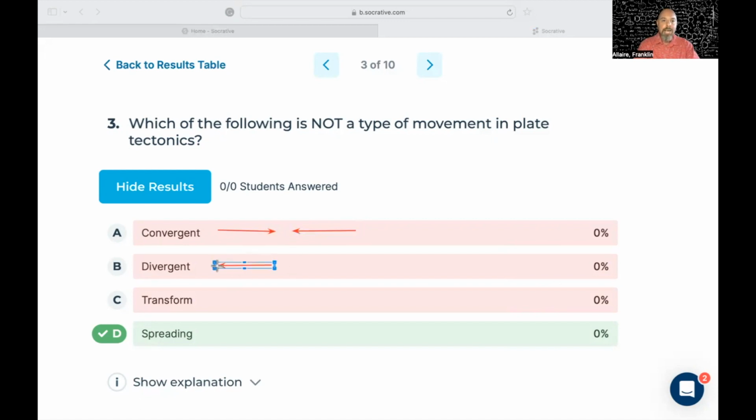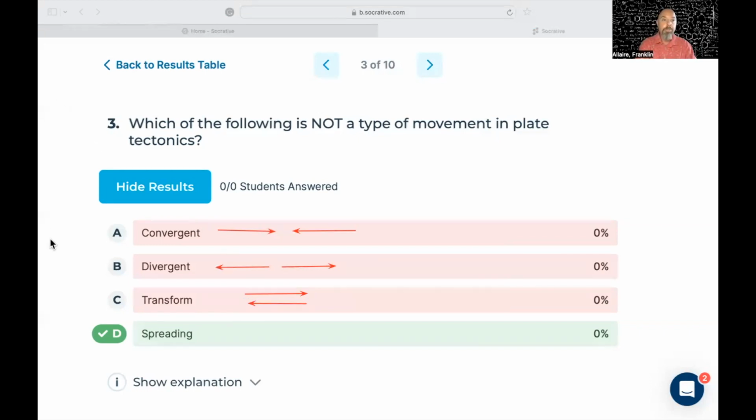Divergence is the exact opposite, where we have two plates that are being pulled apart, or being pulled away from each other is a better way of saying that. And then we have transform movement, which is where we have two plates that are sliding past each other. So again, convergence is when they're coming towards each other, divergence, moving away from each other, transform is when they are moving side to side, they're moving past each other.